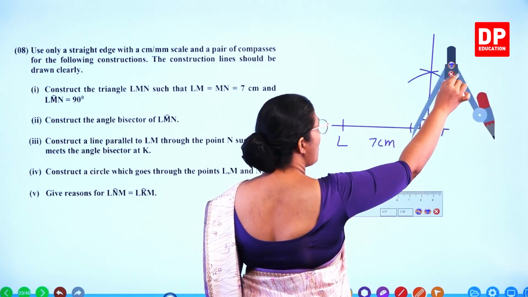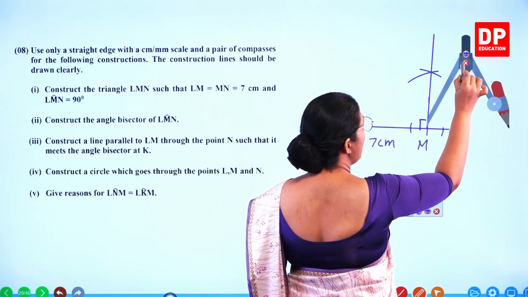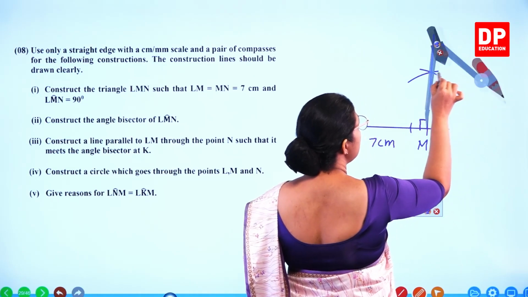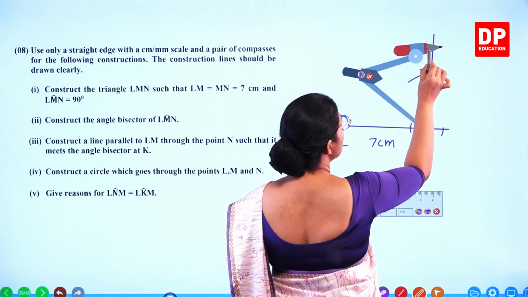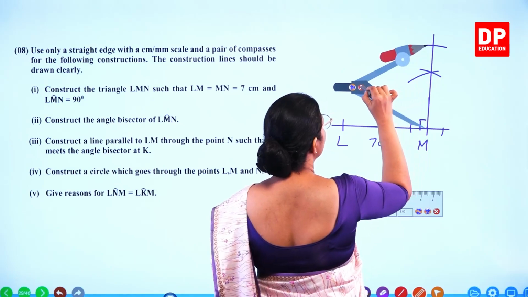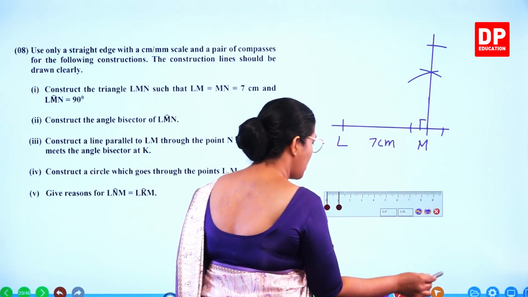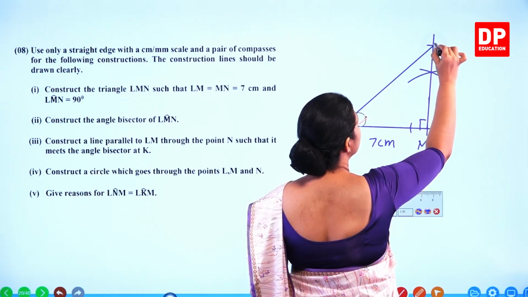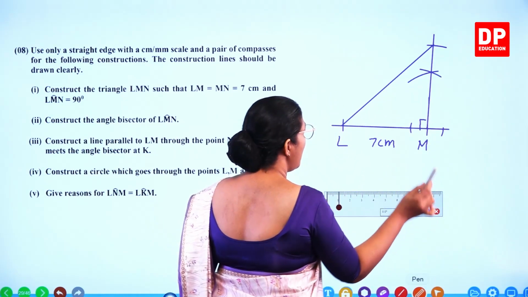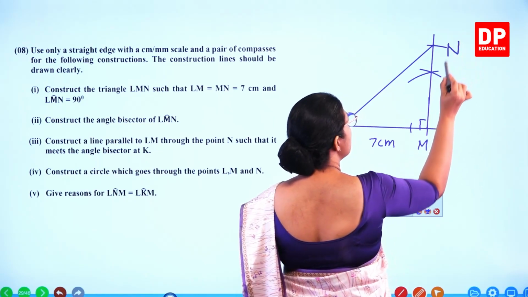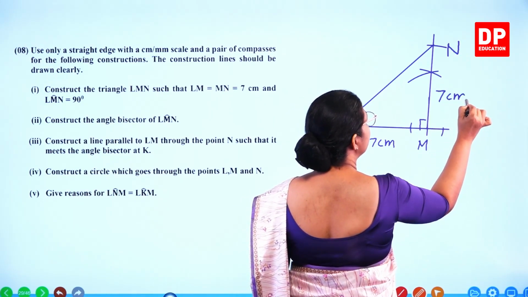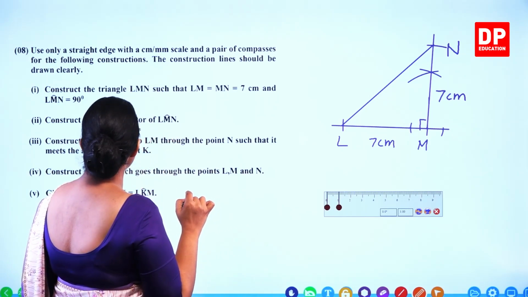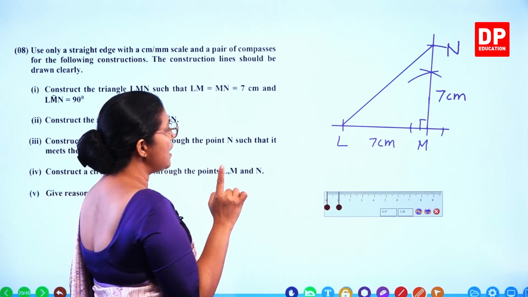And from M you can mark the point where you get the N. So this point. Now connect L and N. That's the LMN triangle. That's the first part. Construct the angle bisector of LMN.